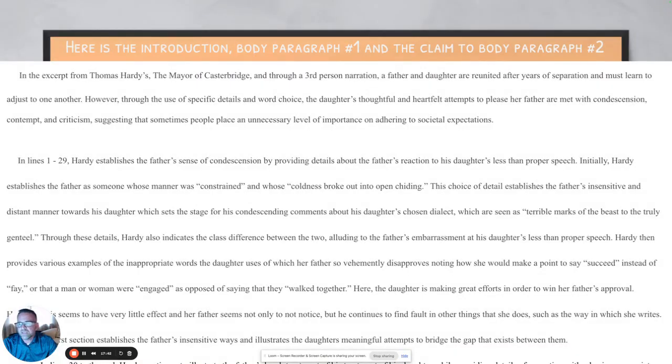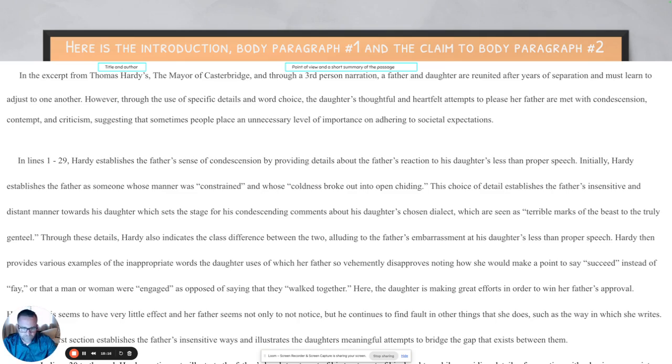Let's put this all together. Here's an introduction and a first body paragraph for this particular response. In the excerpt from Thomas Hardy's Mayor of Casterbridge, and through a third-person narration, a father and daughter are reunited after years of separation and must learn to adjust to one another. So what I've done is I've included the title and author, I've included the point of view, which is a third-person narration, and I've included a short summary of the passage.